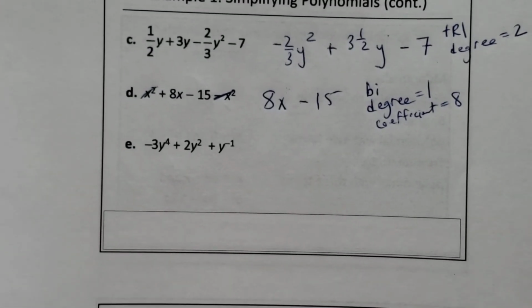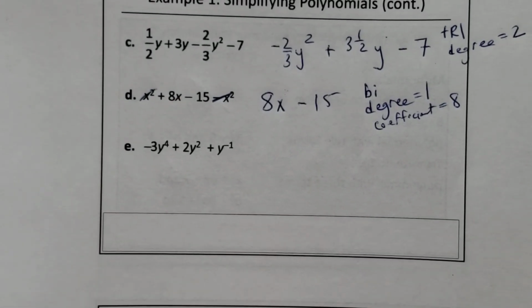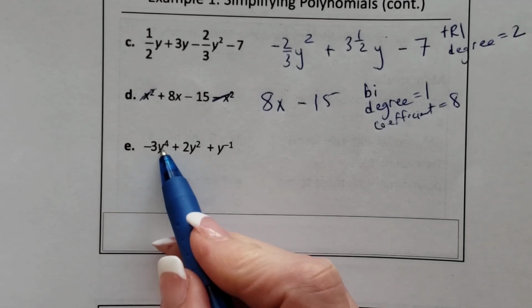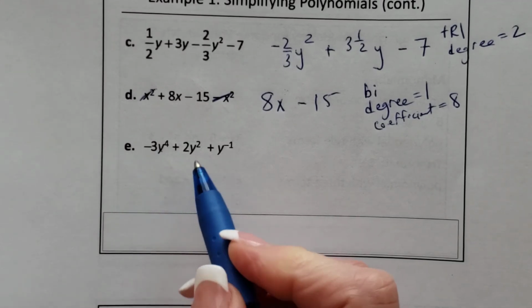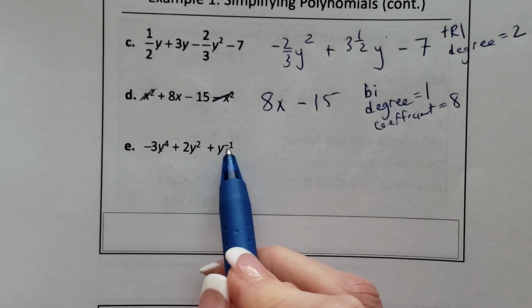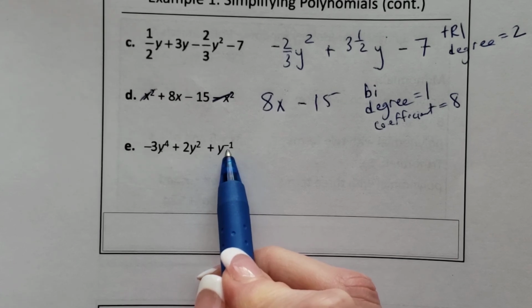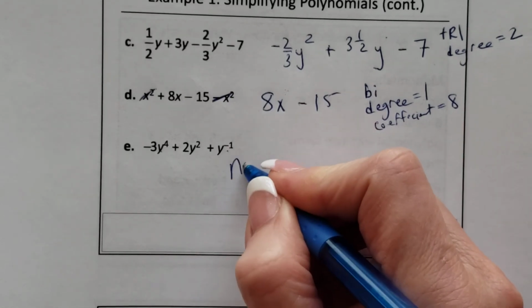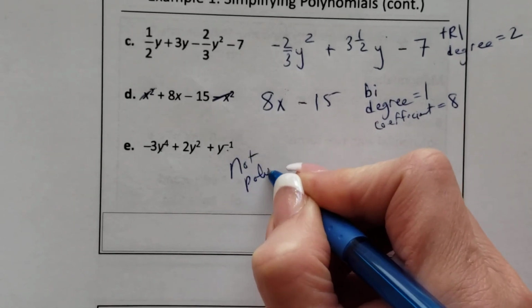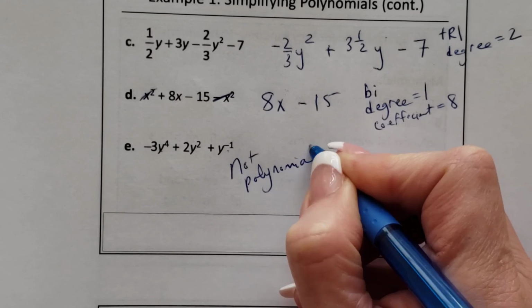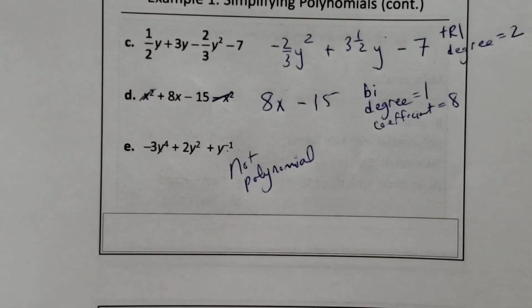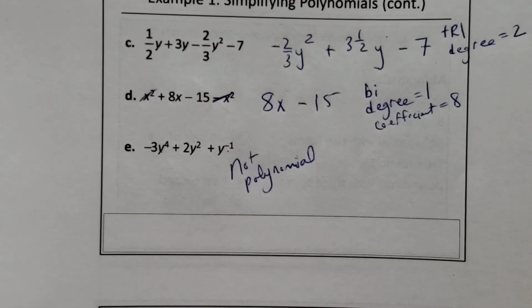Letter E, we're going to combine like terms. So this is, first of all, I noticed that this has a negative 1 in it. If any of your variables is raised to a negative exponent, that means it's not a polynomial. Because on that first slide I showed you, our exponents had to be whole numbers. So we're done with this problem.